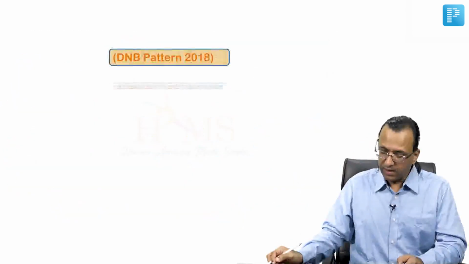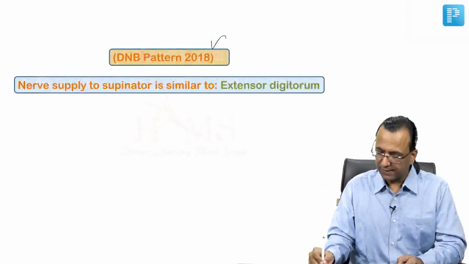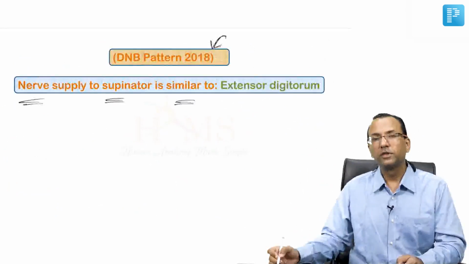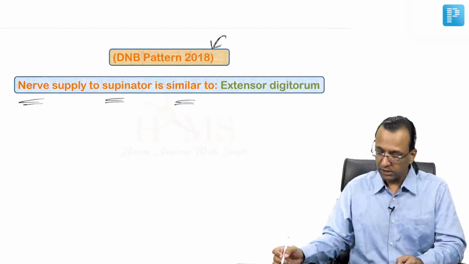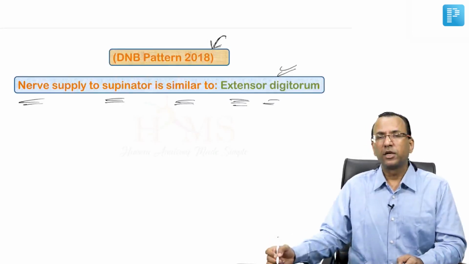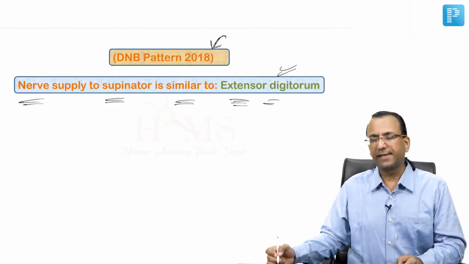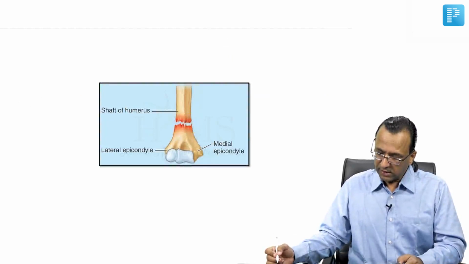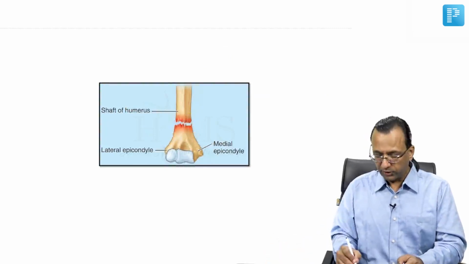Now, this is one DNB pattern question. It is asking, nerve supply to supinator is similar to? You mean to say the motor terminal branch of the radial nerve? Yes, motor terminal branch. Extensor digitorum is the answer? Yes, of course. Whoever was supplying supinator is supplying the extensor digitorum. That was the answer.